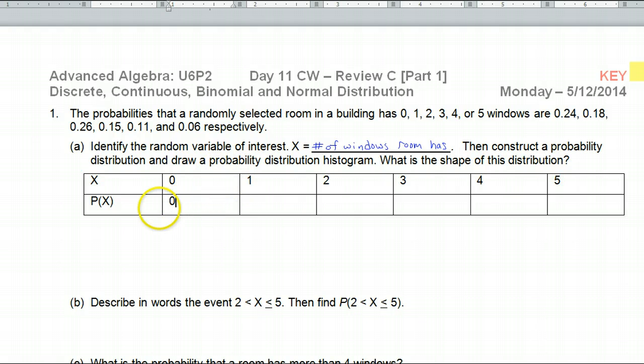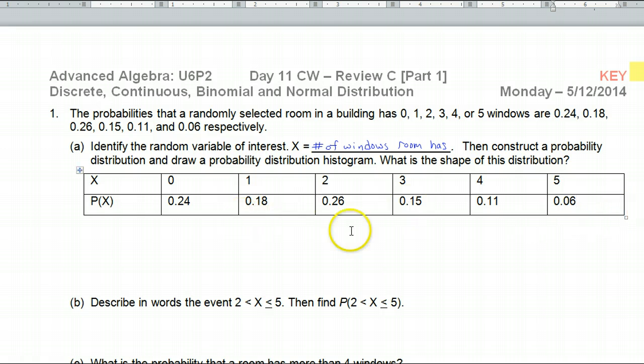So 0.24, 0.18, 0.26, 0.15, 0.11, and 0.06. All right, there is our probability distribution.